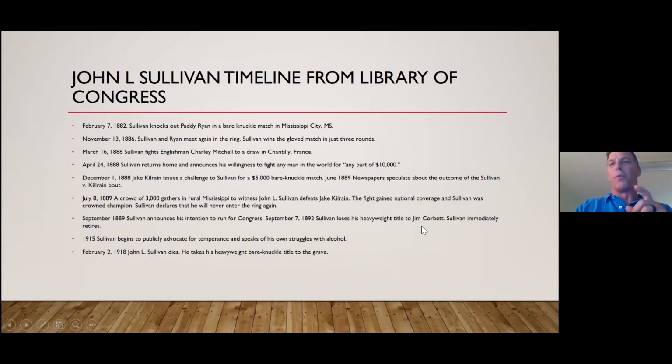Yeah, Jim Corbett. I think Jim Corbett ended up getting beat. He was one of the early guys who fought a black man and ended up getting beat. But Sullivan retires, and then he becomes a supporter of temperance, and ends up dying in 1918. And interestingly enough, Jake Kilrain is a pallbearer, so it's kind of a neat story there. He lived a pretty rough life. There's no question about that.